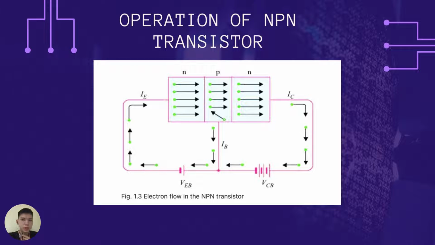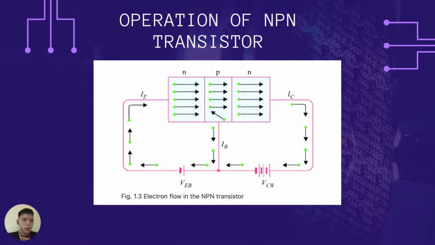Since the EB junction is forward biased, the majority charge carriers, that is electrons, start flowing toward the p-type base region as shown in the figure. This flow of charge carriers constitutes the emitter current, IE. As we know, the base region is very thin and lightly doped, so the majority charge carriers, that is holes, are fewer on the p side. Hence, the electrons injected into the base from the emitter side recombine with the holes of the base region. This constitutes the base current IB.